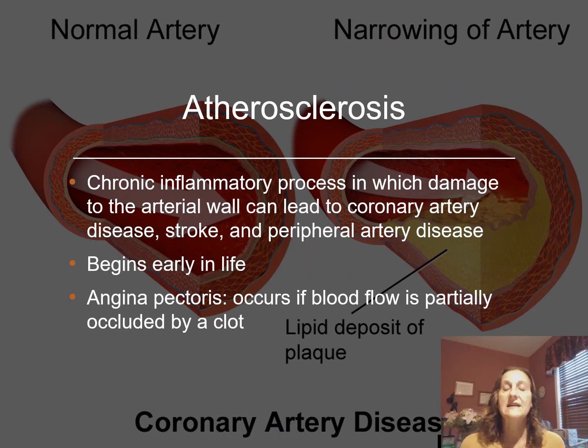The beginning of cardiovascular disease begins with an inflammatory process called atherosclerosis, in which there's damage to the arterial wall. It could lead to CAD, CVA, and peripheral artery disease. Typically begins early in life, and it's important to note the location and the development of atherosclerosis.